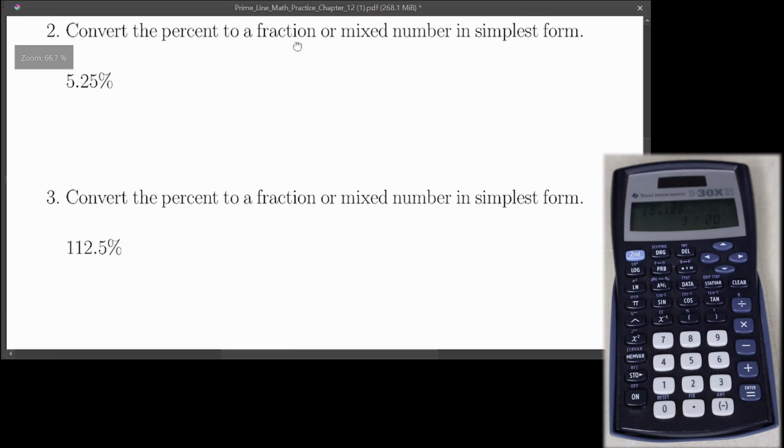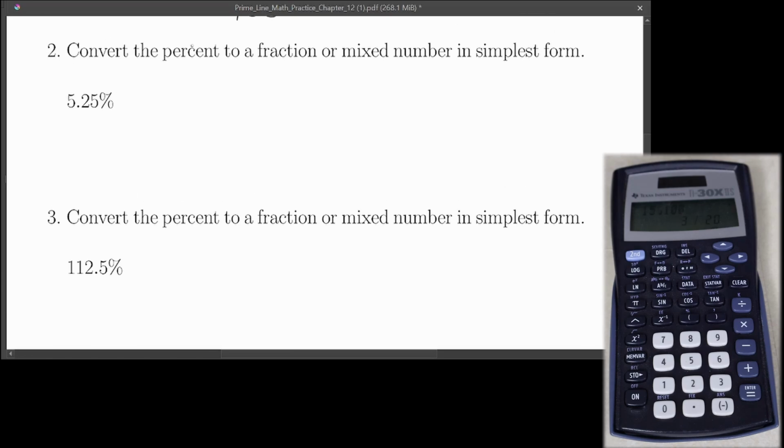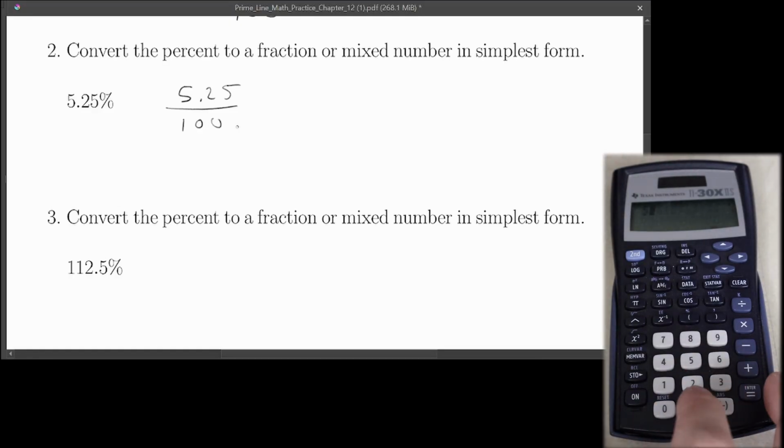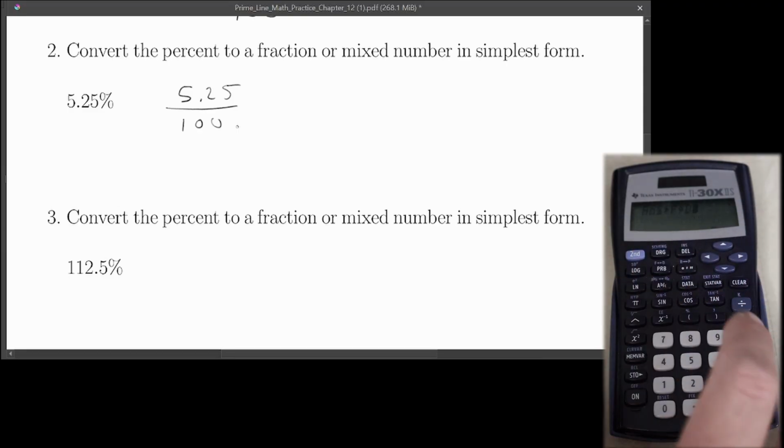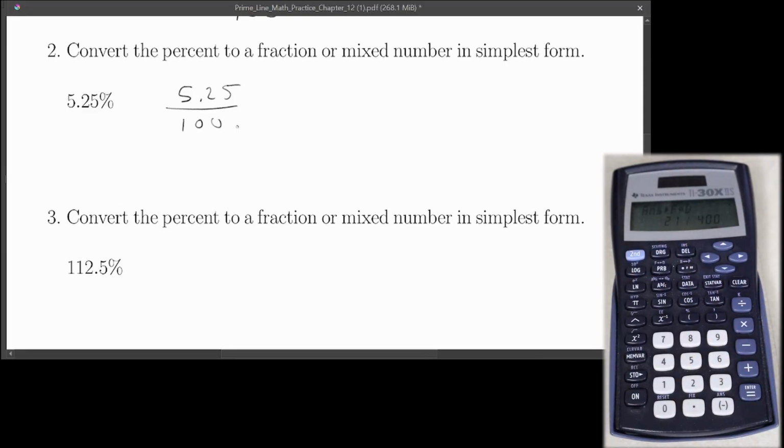Number 2. Convert the percent to a fraction or mixed number in its simplest form. So now we've got 5.25 per 100. So you can take 5.25 over 100. It's given us an error. Let's just divide it first, and then convert that to a fraction. And that gets us 21 over 400.